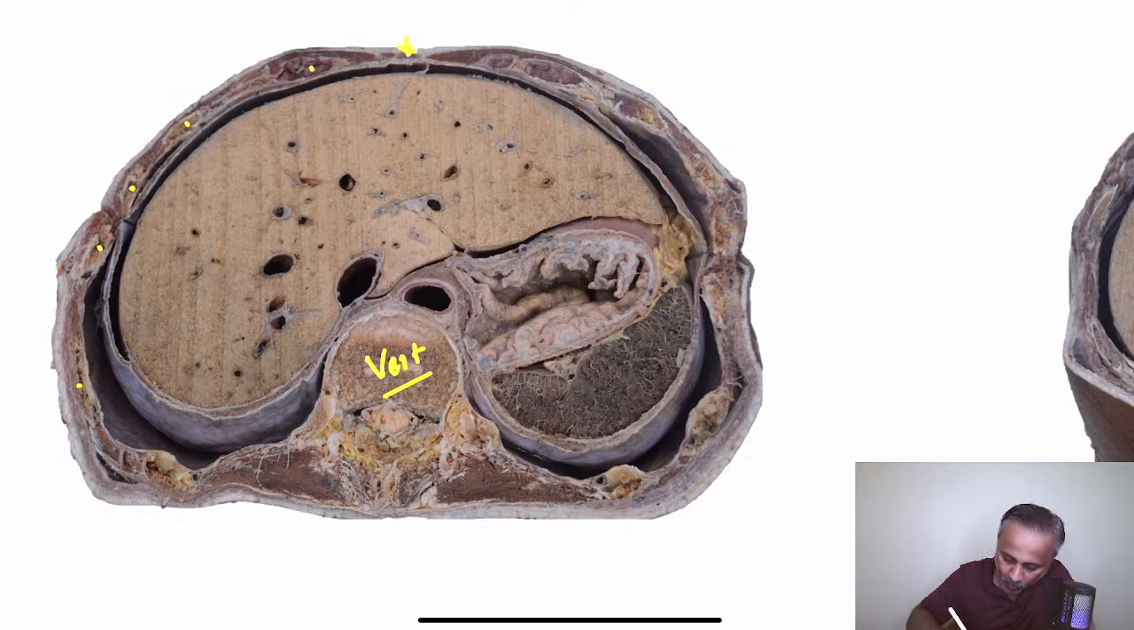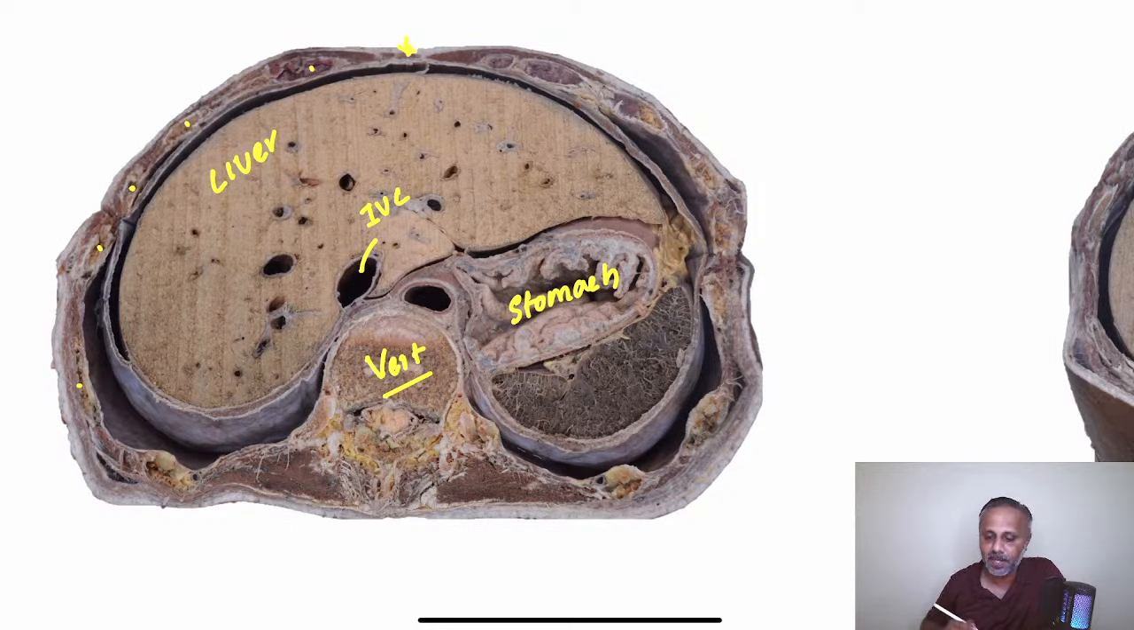Right. Now, what is this? This is the liver, section of the liver that we know. What is this? This is the stomach. Now, what is this? This is the inferior vena cava. And what is this? This is the abdominal aorta. And what is this? This is the section of the spleen. And what is this? This is your diaphragm.